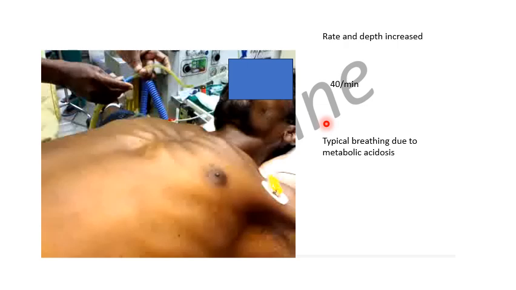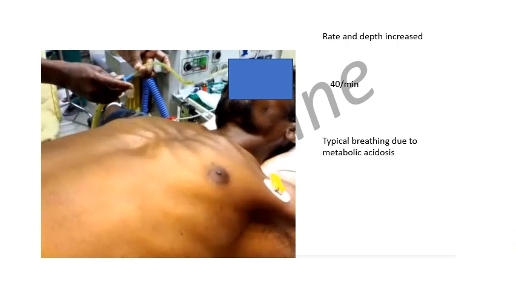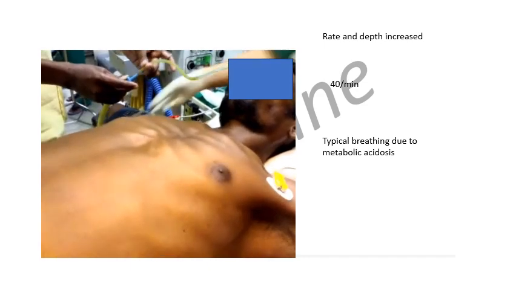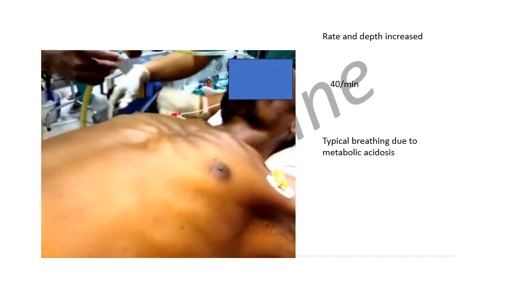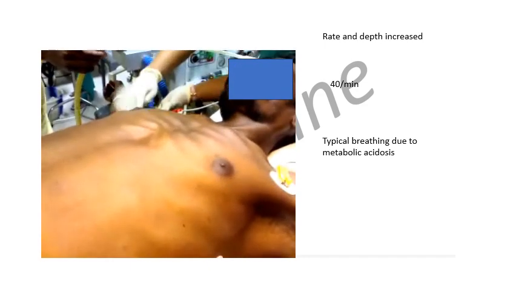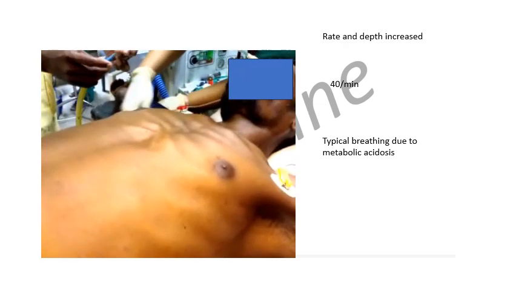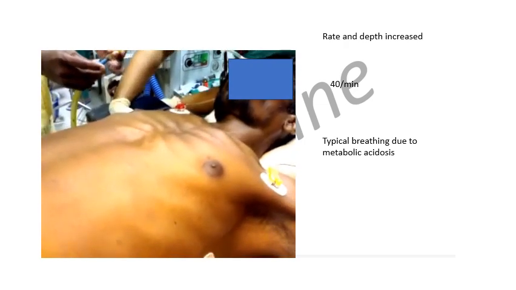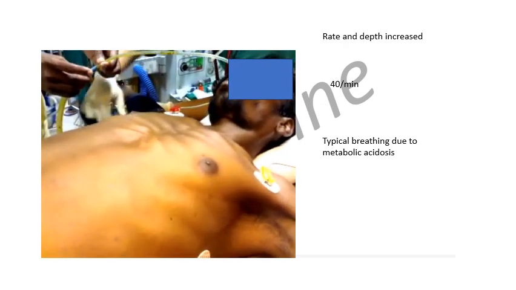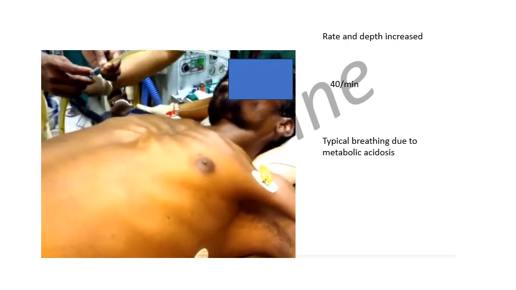Have a look. This is typical breathing due to metabolic acidosis. So you increase the depth and also the rate. See, rapid breaths. They will blow out the CO2. They will take in enough oxygen, but the main thing here is to blow out the CO2.